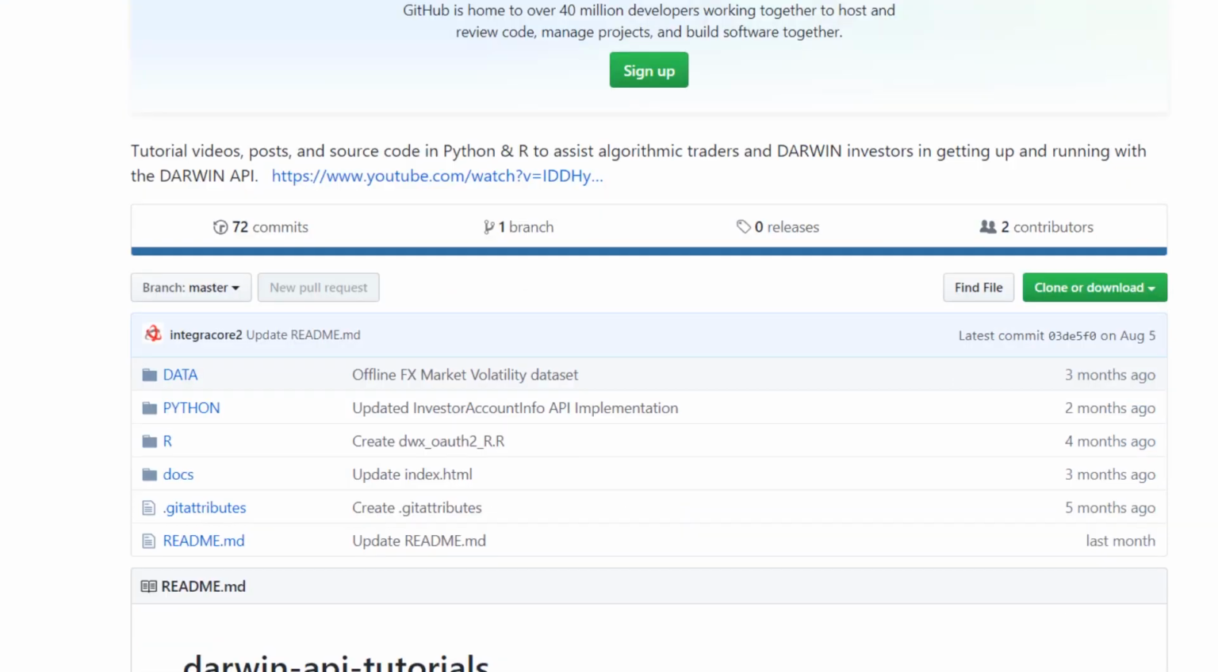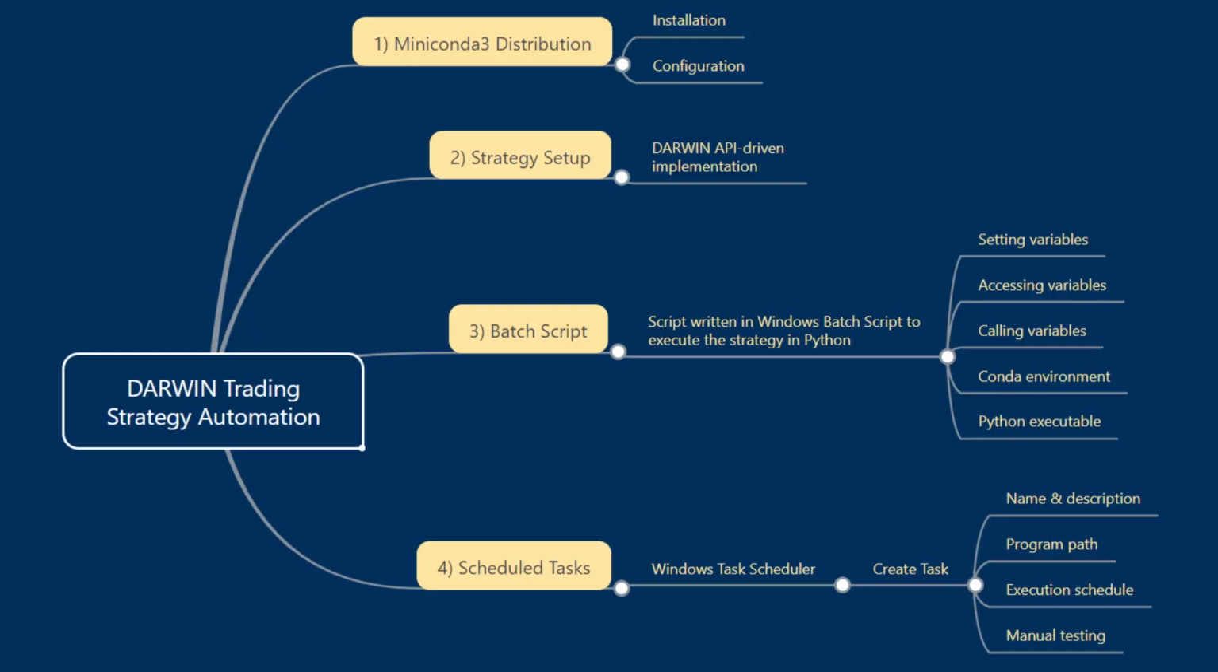We're now going to cover the subject of automation with specific focus on the Windows Server 2012 operating system on a VPS. So in terms of automating your Darwin trading strategies, this would arguably be a topic that one would cover at the end of a tutorial series, since we're still ongoing in the Darwin API series.